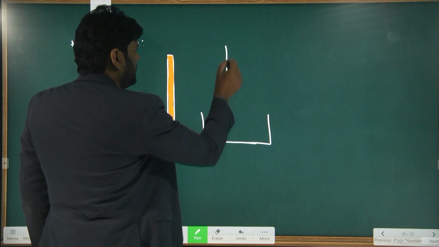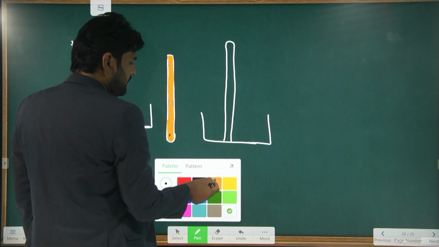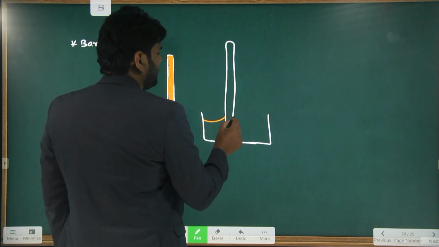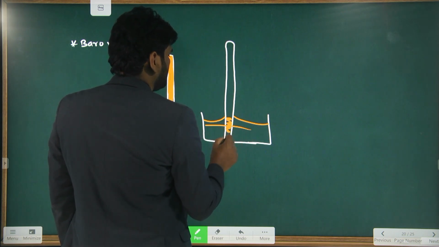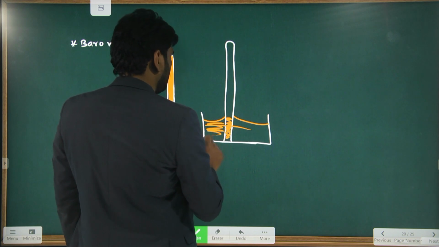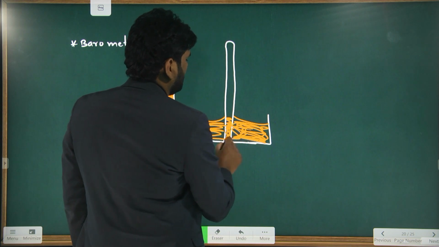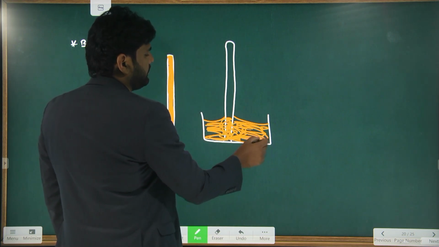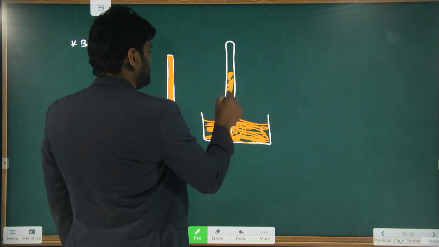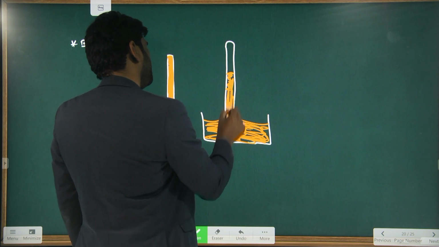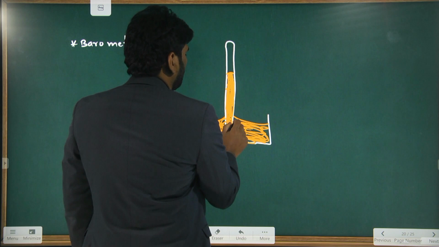When you keep it inverted, what is going to happen? Some of the mercury will come out into the container, and some will stay in the test tube. Yes or no? So some amount of the mercury will come out, some amount of the mercury will stay.